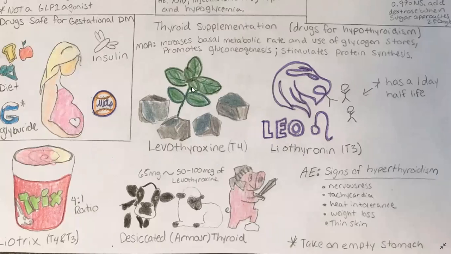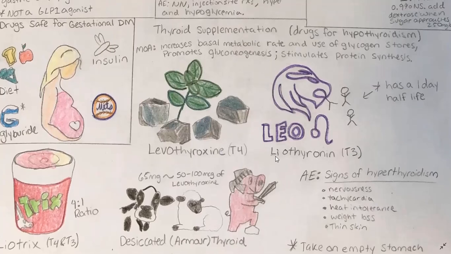We have a basil plant here to help you remember basal metabolic rate. And basil plants have leaves on them, leaves for levothyroxine. There's rocks here, so roxine. And there are 4 of them to help you remember that levothyroxine is T4.